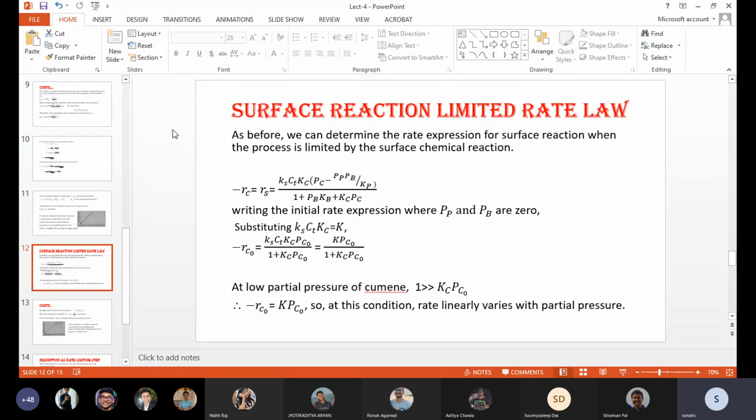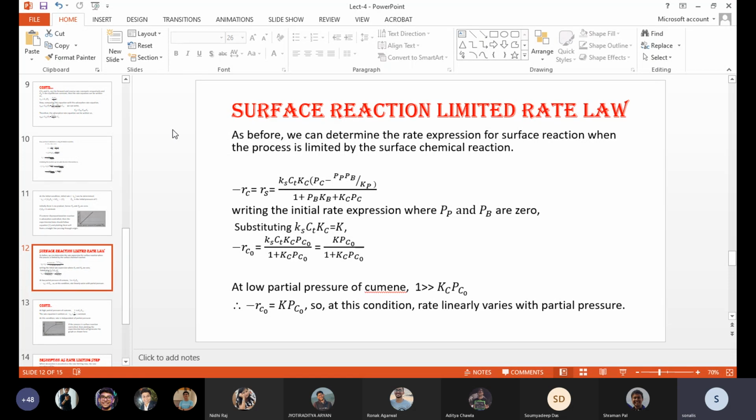Here we have considered the surface reaction as the rate limiting step. Obviously, the surface reaction is the slowest step. If it is the slowest step, the forward rate constant of the surface reaction is very, very small compared to the rate constant of adsorption and desorption. Hence, the rate of surface reaction divided by the forward rate constant is very, very big.